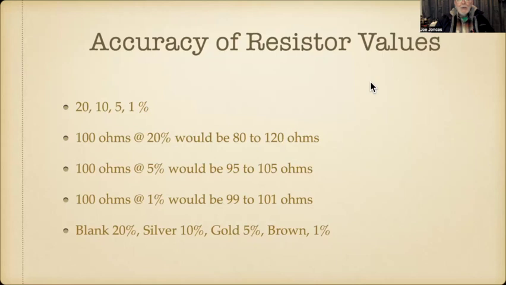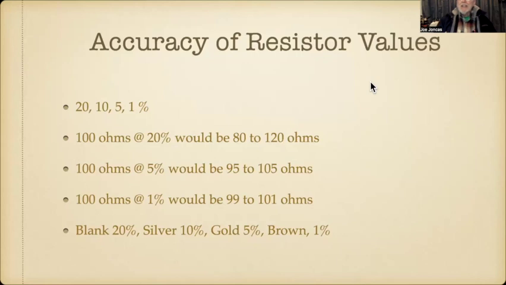But if you go to a 10% resistor, then it would be from 900 ohms to 1,100 ohms. If you go to a 5% resistor, the resistance could be within the range of 95 ohms. Oh, excuse me, I'm using 1,000 ohms. 100 ohms, you get 95 to 105 ohms. I'm doing all this stuff in my head.